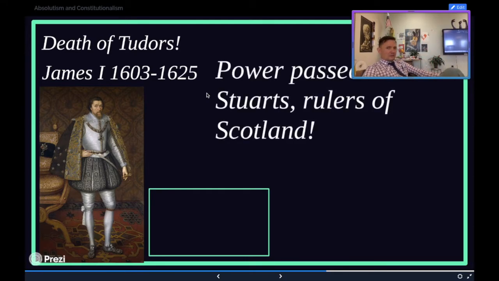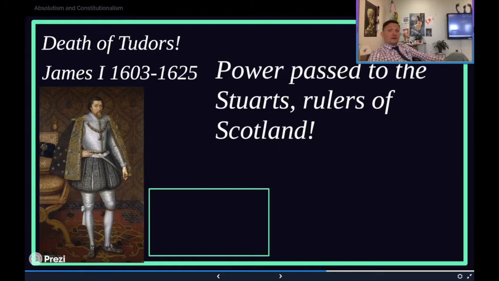Wait a minute. Who is this guy? Oh yeah, he is one of the Scots, right? He is actually related, and we'll talk about that in a hot second, to our girl, Mary, Queen of Scots, right? The big thing about it, though, is you're now going to see power pass from the Tudors to the Stuarts, who were the rulers of Scotland, right? So he's James I of England and James VI of Scotland.